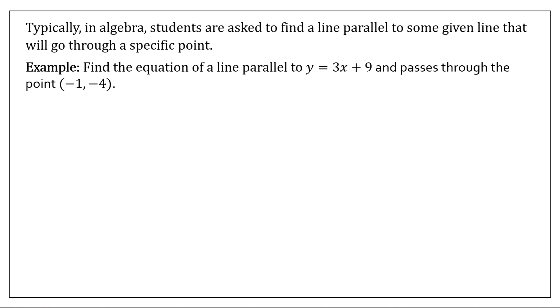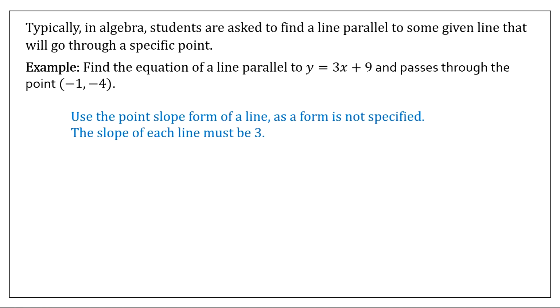Like I say, in algebra, you're going to be asked to find a line parallel to some given line that goes through a specific point. So in our example here, we are told to find the equation of a line parallel to y equals 3x plus 9 that passes through the point (-1, -4). When we think about parallel, remember, we need to have the same slope. So we're just going to pull the 3 from our original equation. So the slope must be 3.